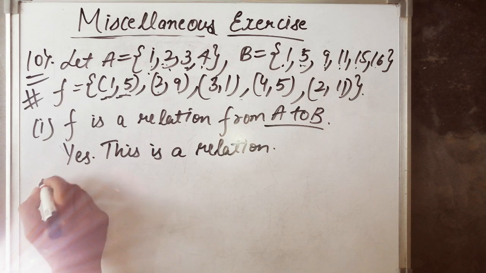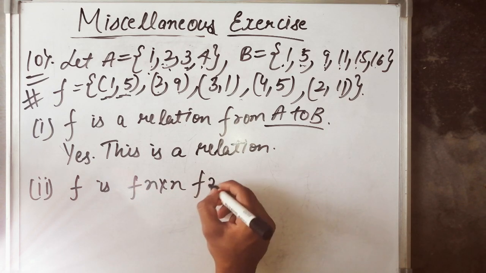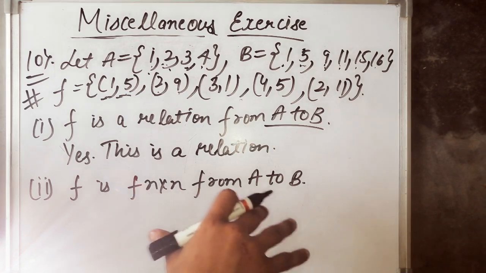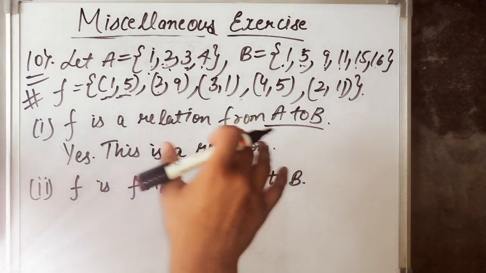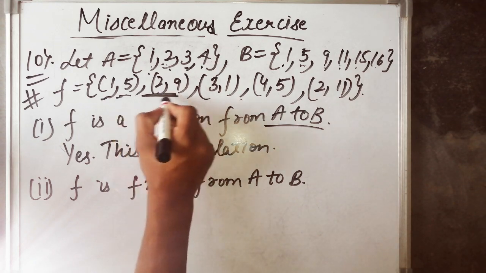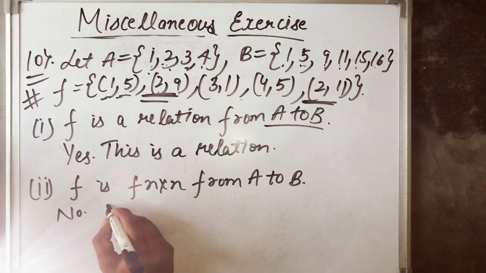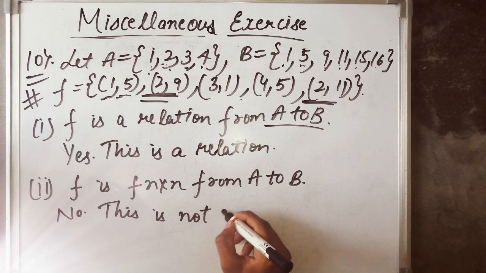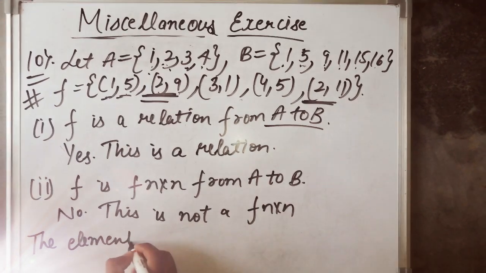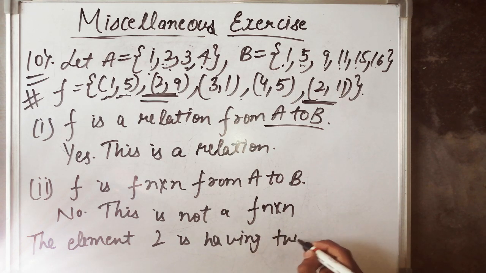Our second part is: f is a function from A to B. Now we need to state whether this is true or not. No, this is not a function because 2 has two distinct images, 9 and 11. 2 is related to 9 and 11 as well. We can simply write that no, this is not a function, because the element 2 has two images.